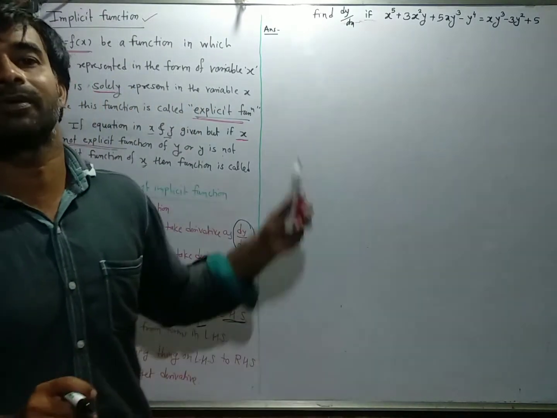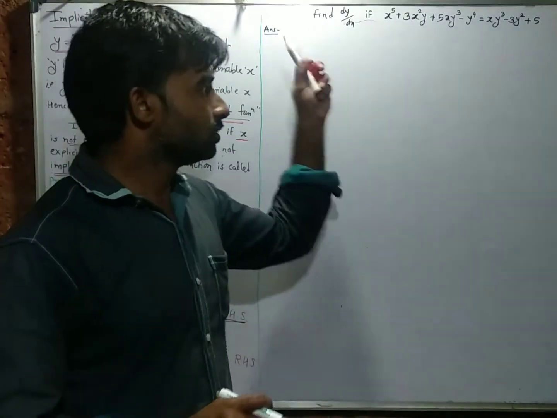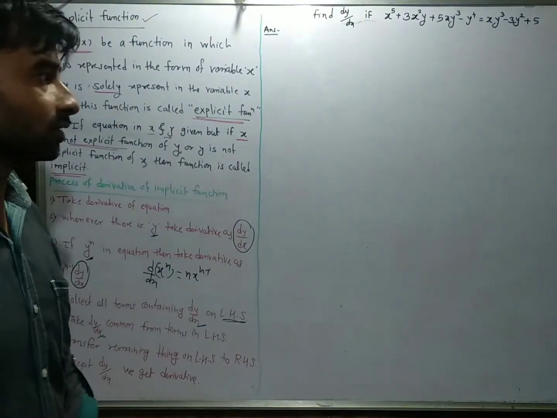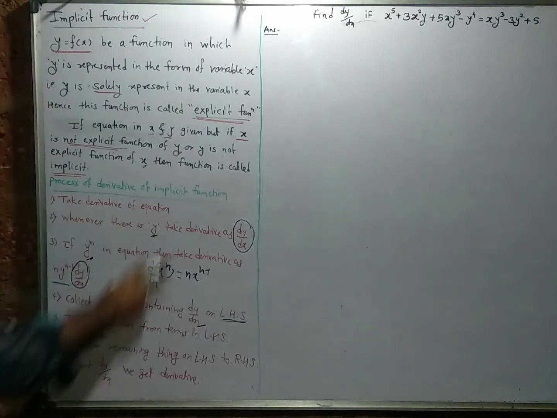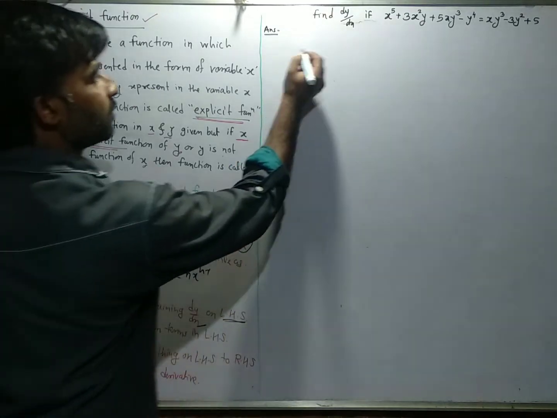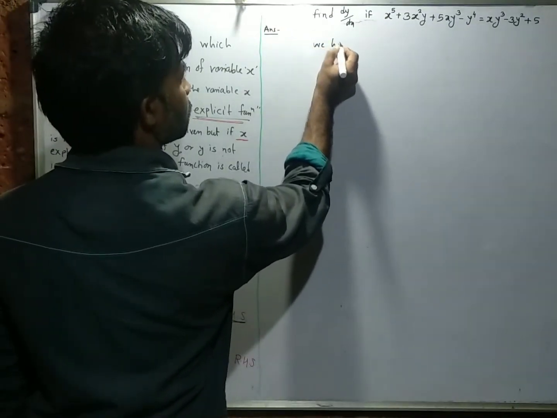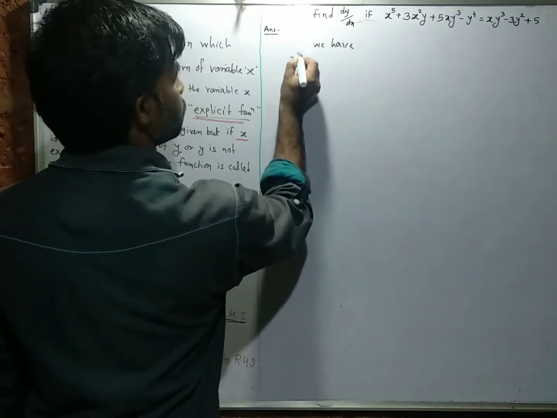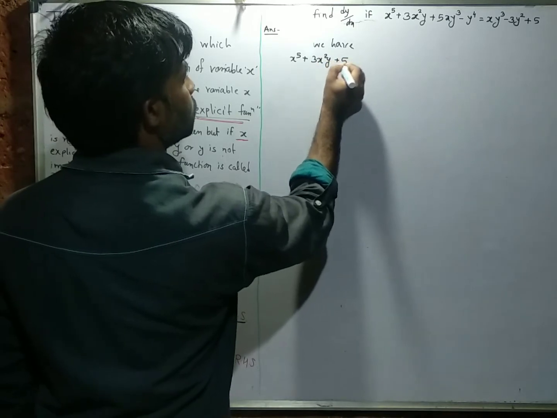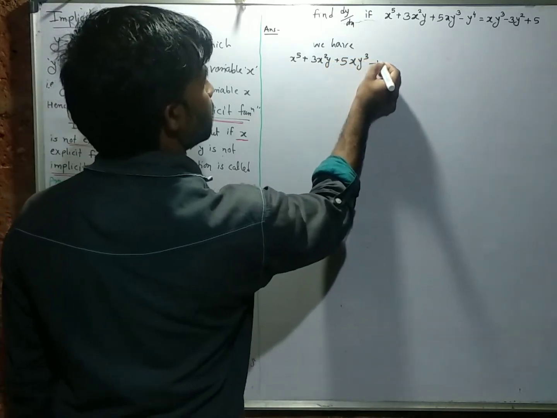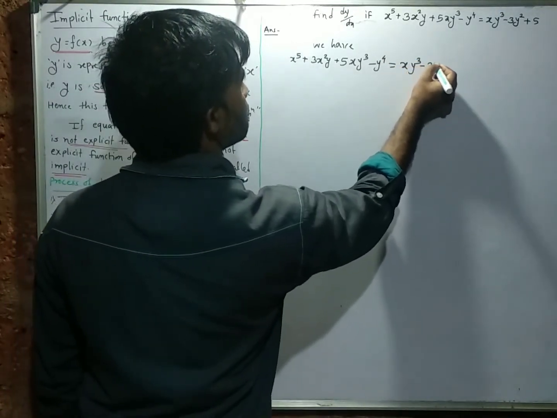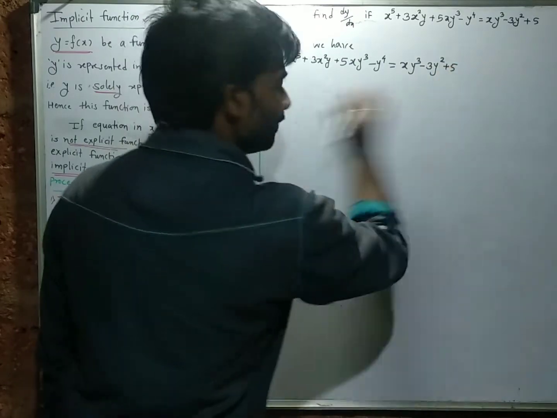We cannot separate the x and y from each other. That means this equation is an implicit equation, or an implicit function. Then we have to carry out the procedure as usual, taking the derivative of a normal function. For this purpose, first of all, we write x raised to 5 plus 3x square y plus 5xy cube minus y raised to 4 is equal to xy cube minus 3y square plus 5, written as it is.